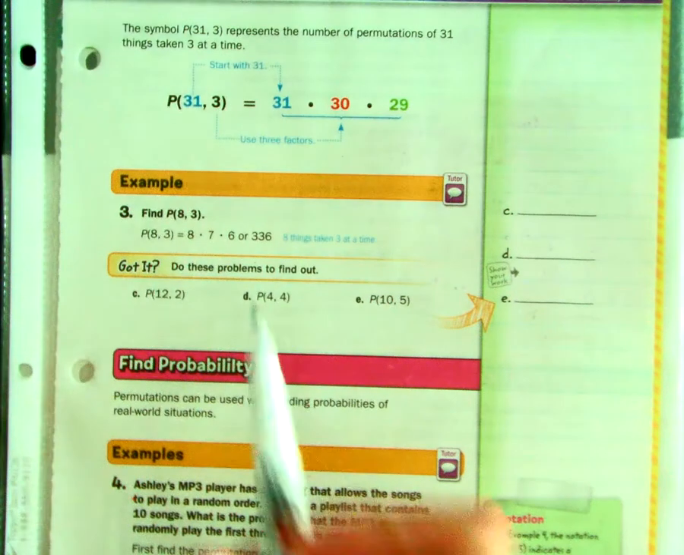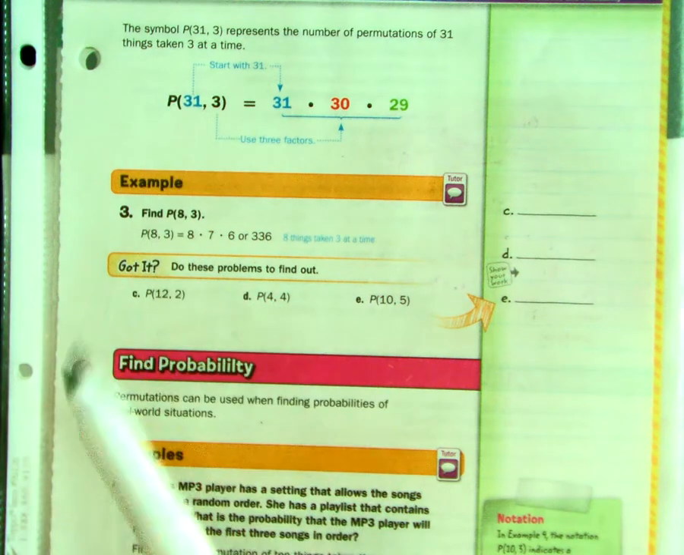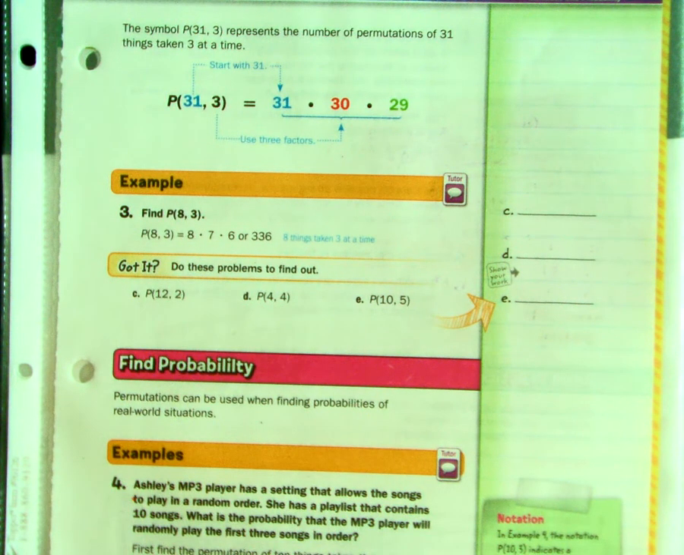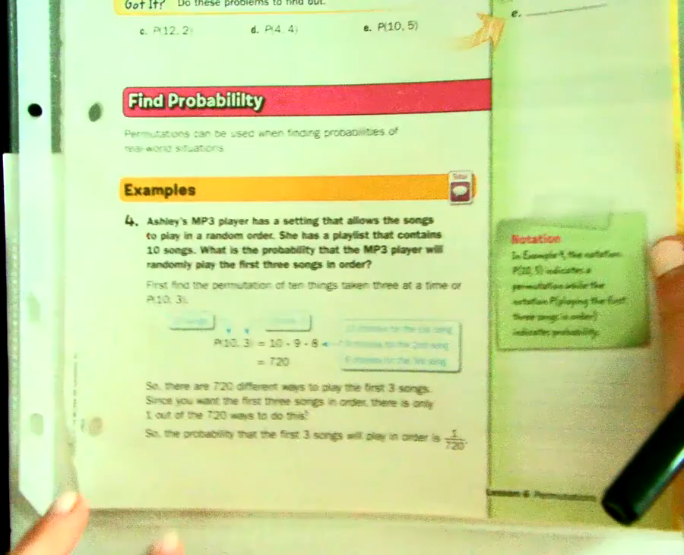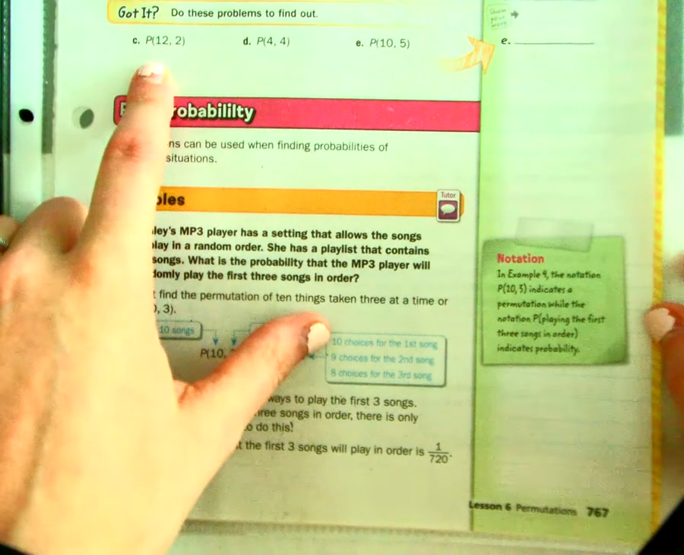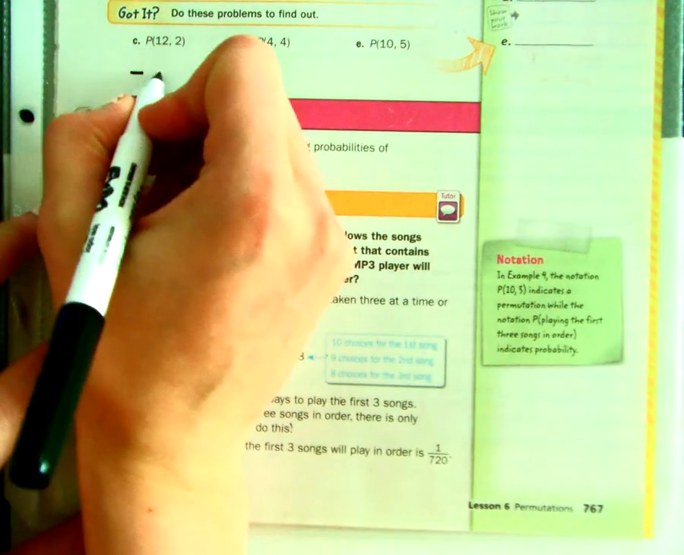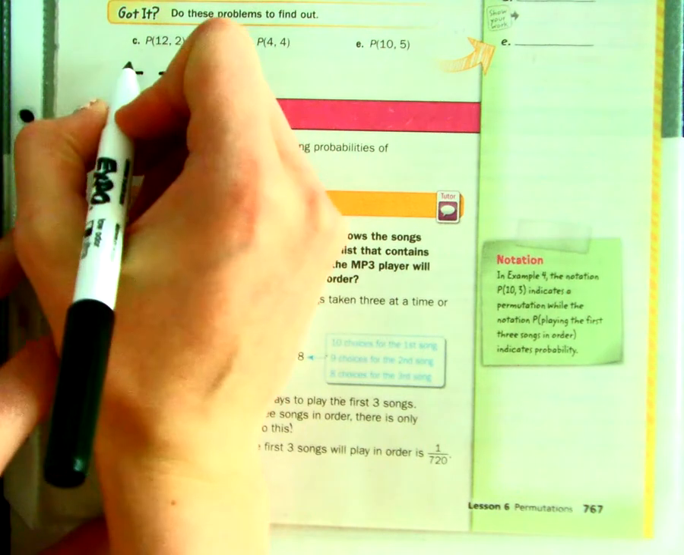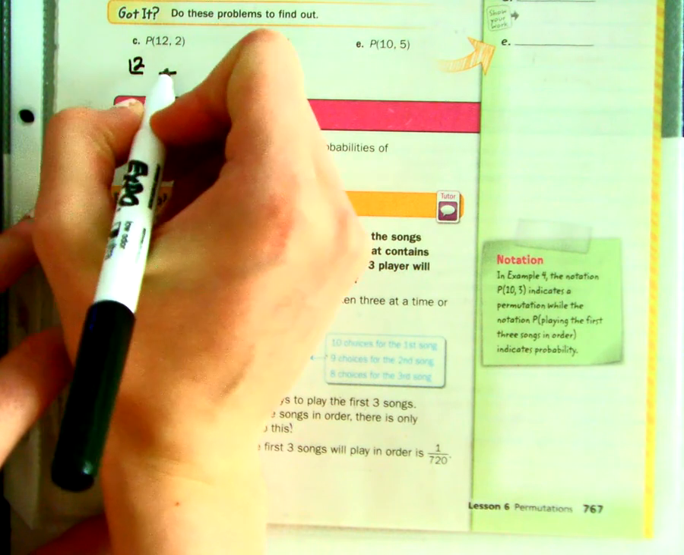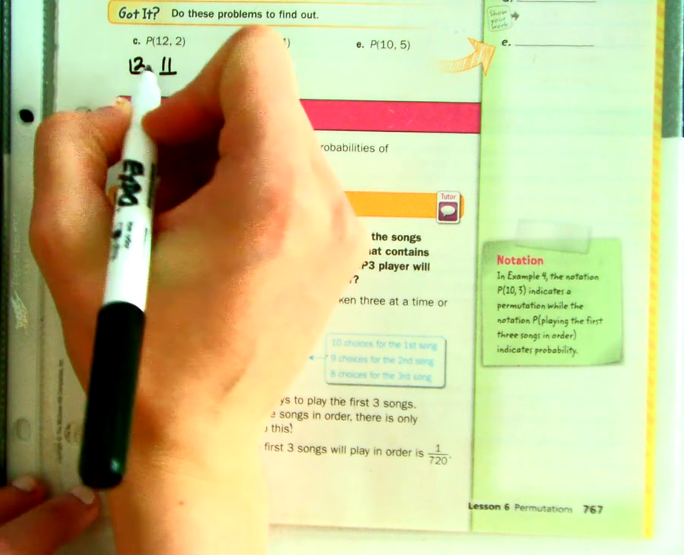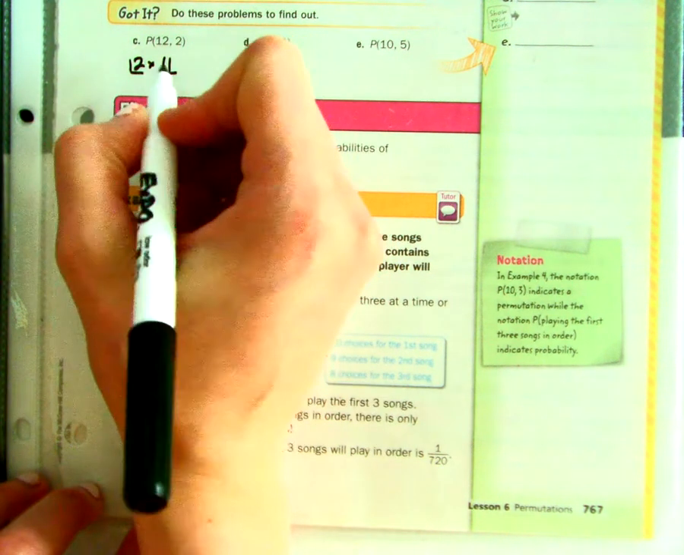Okay? Another way we're going to find permutations is this symbol P, and then parentheses 31, 3, represents the number of permutations of 31 things taken 3 at a time. So 31, choose 3. Okay? So if we look at example C, what is the probability of 12, choose 2? So again, I'm choosing 2. I'm going to draw my 2 lines. Okay? And I have 12 options for the first choice. That option's gone, so now I'm left with 11. So I have 12 times 11, which is 132.